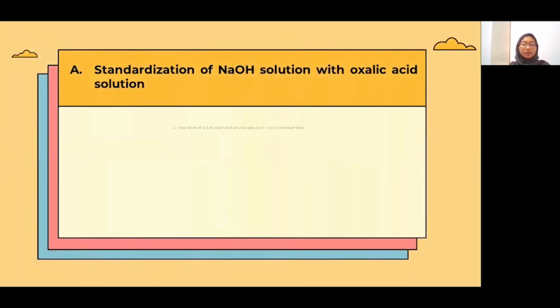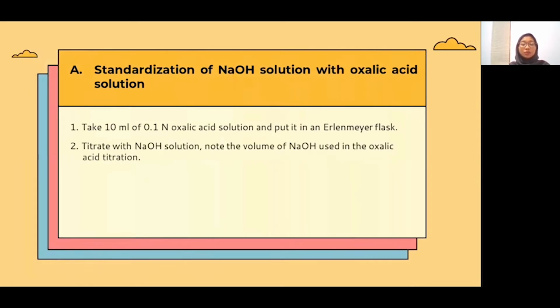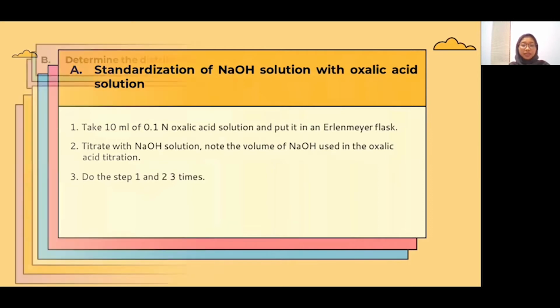And the first step of the first stage is take 10 ml of 0.1 normal oxalic acid solution and put it into an Erlenmeyer. And the second is titrate with sodium hydroxide solution and note the volume of sodium hydroxide used in the oxalic acid titration. And the last is do steps 1 and 2 for 3 times.